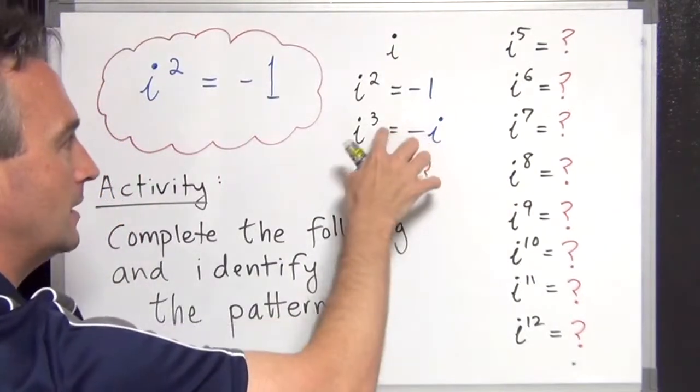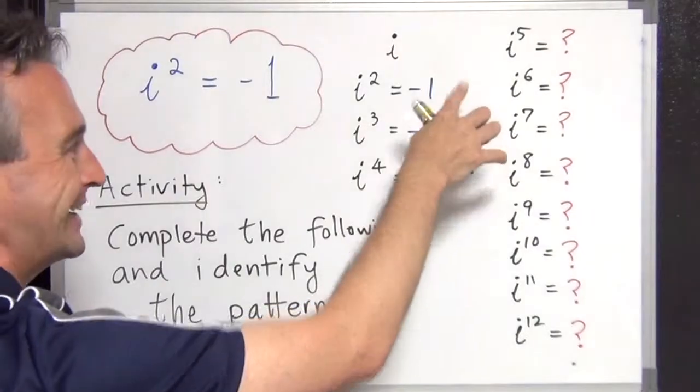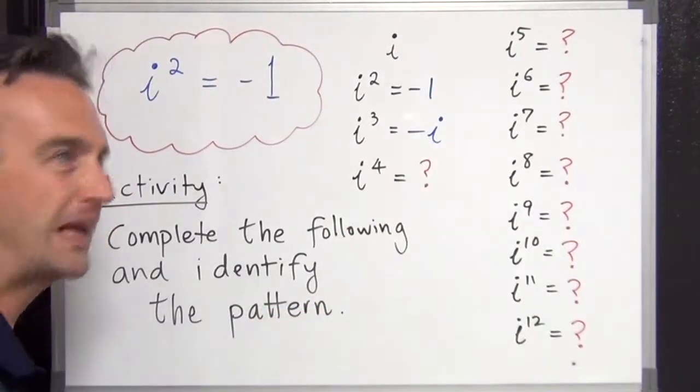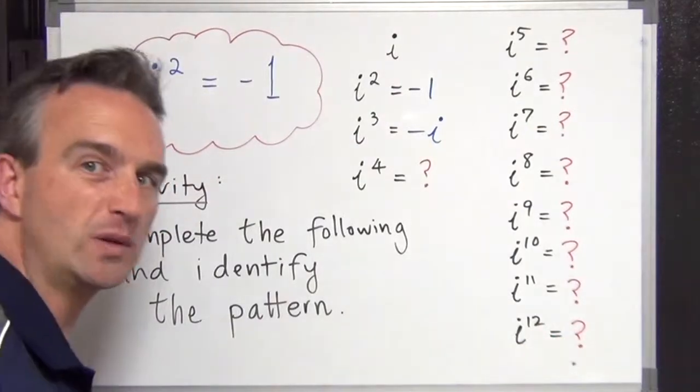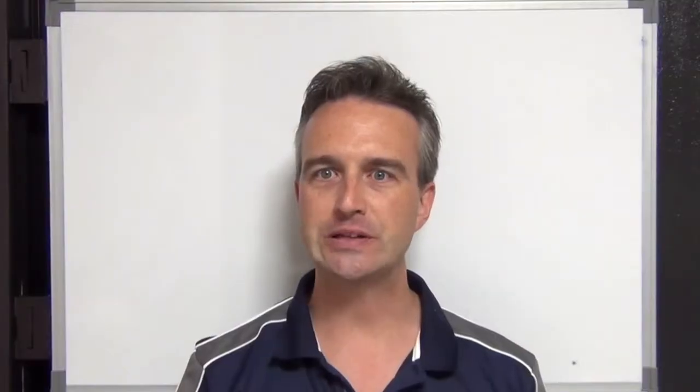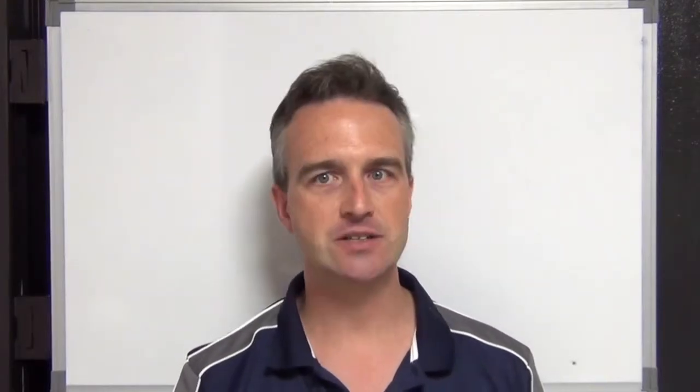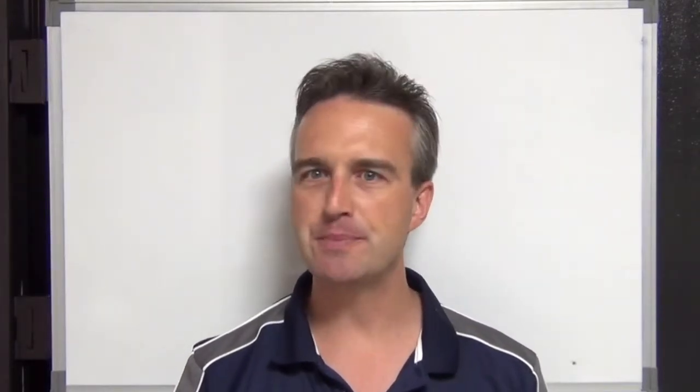And to get the next one, i cubed to i to the 4th, multiply by i again. What is i to the power of 4? And continue that all the way through to i to the power of 12. What's the pattern? Is there one? So in closing, remember that i is a very naughty entity. You should study it, describe it, but whatever you do, don't become friends with it because it behaves very badly.